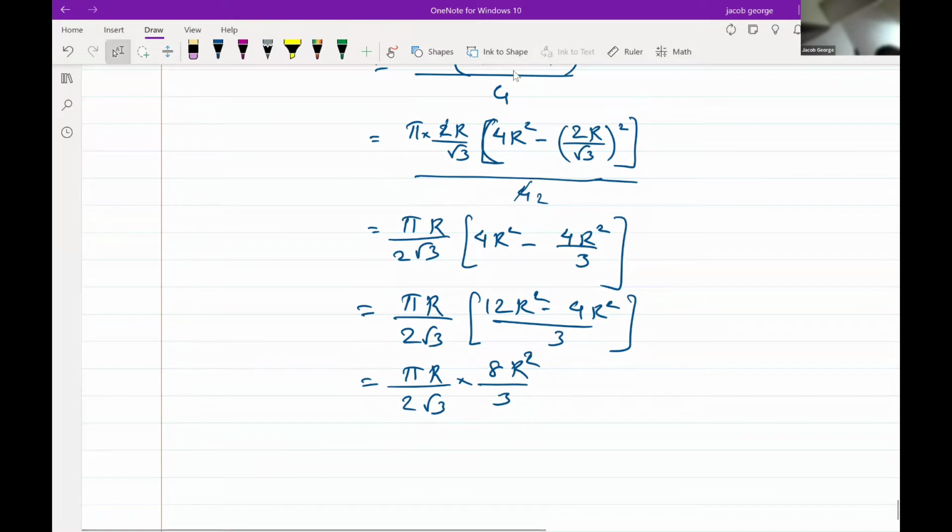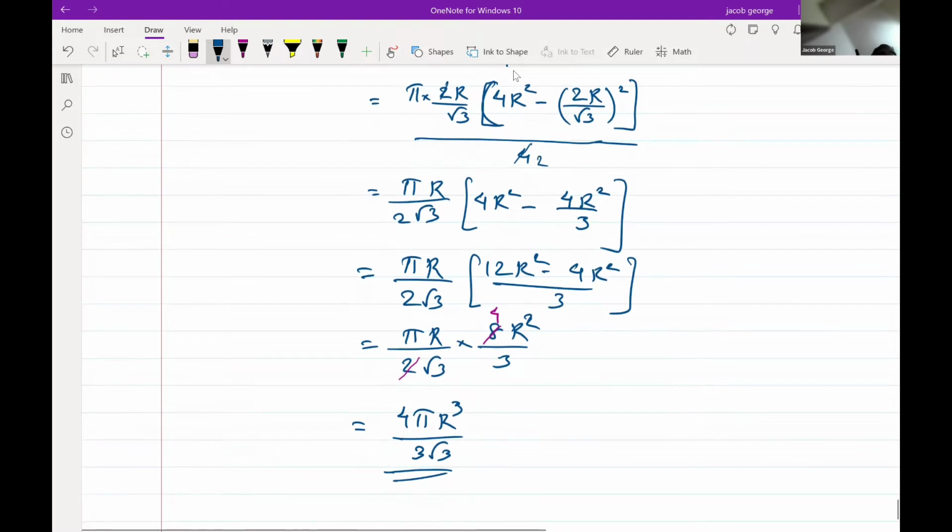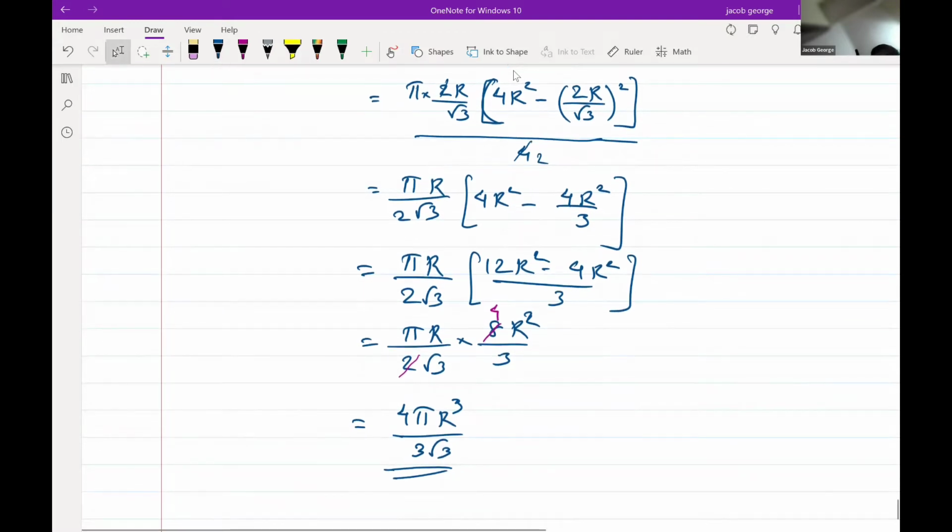We can again cut this 2 and 8. It is 4. So this will be 4. So the final answer is 4 pi r cube upon 3 root 3. This is the maximum volume. 4 pi r cube by 3 root 3 is the maximum volume. So this was the homework part. Some students have already completed this one. They can verify their answer. Others have to do it right now. It is a continuation of that last class sum.